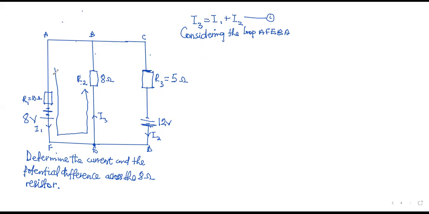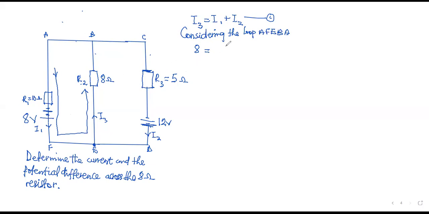Sadia, please, which one? The EMF. Considering the chosen loop A, F, E, B, A, will this EMF be positive or negative? It will be positive. So 8 volts is equal to the PD across R1. Will that be positive or negative?